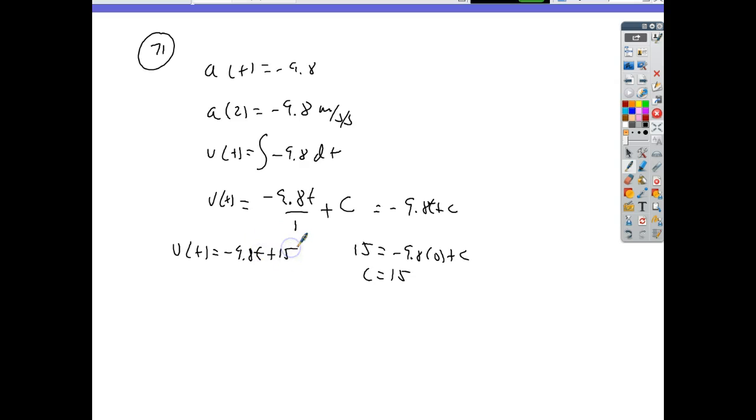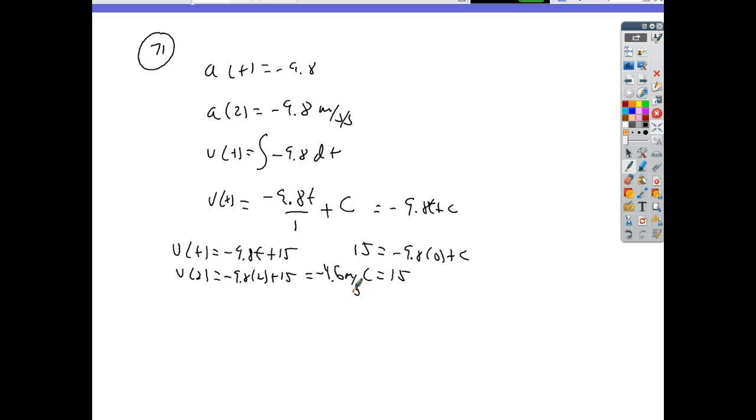Then I plug in 2 and get negative 9.8 times 2 plus 15, which is negative 4.6. Sounds good. And because we lost a rate, we lose a per second, so this becomes meters per second.